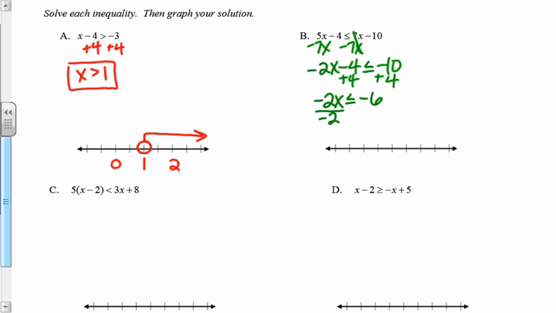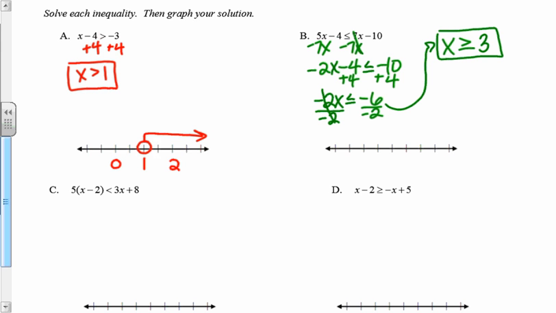When I divide by a negative, so I'm dividing by a negative 2 here, this is where solving an inequality is a little bit different than an equation. When you divide or multiply by a negative, you have to flip your inequality symbol. So I'm going to flip the way that it's facing when I divide by that negative. So we have x is greater than or equal to 3.